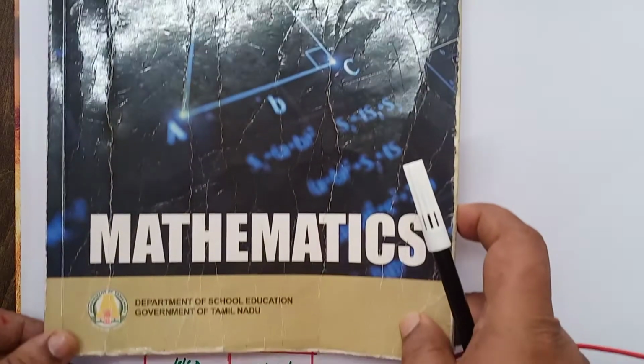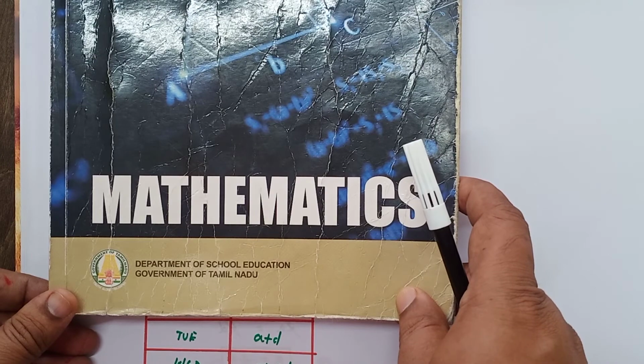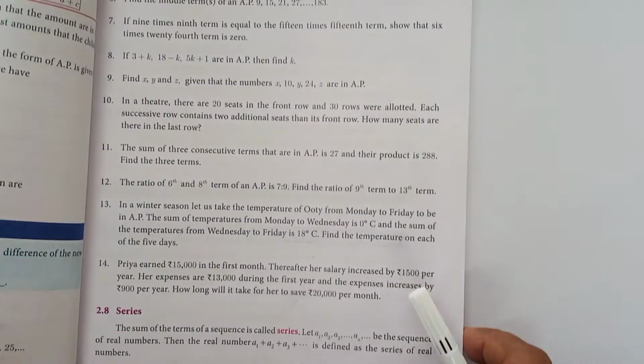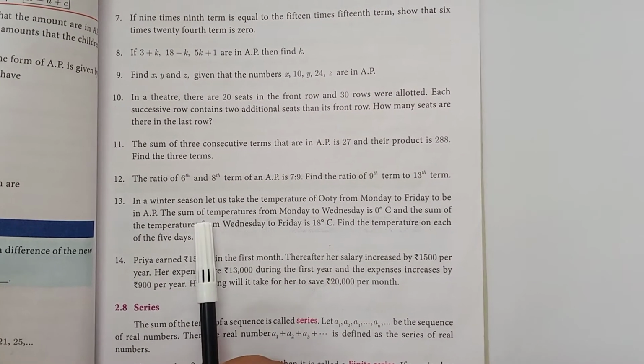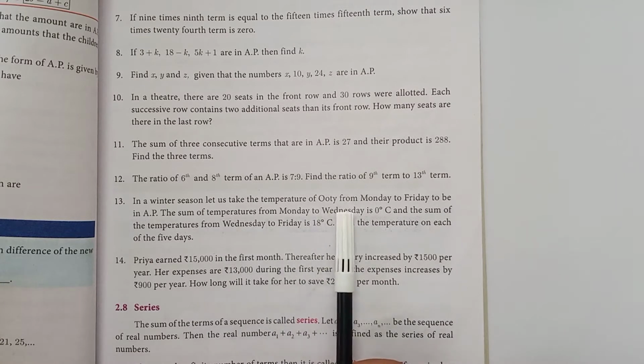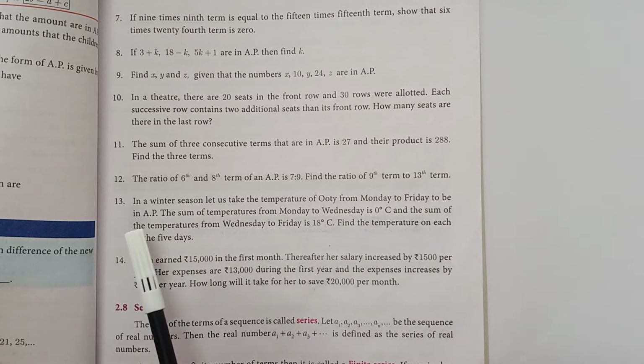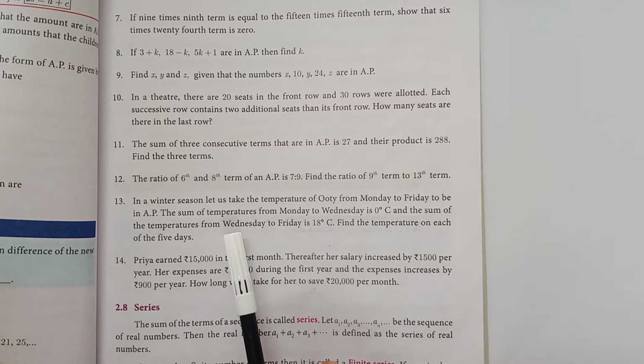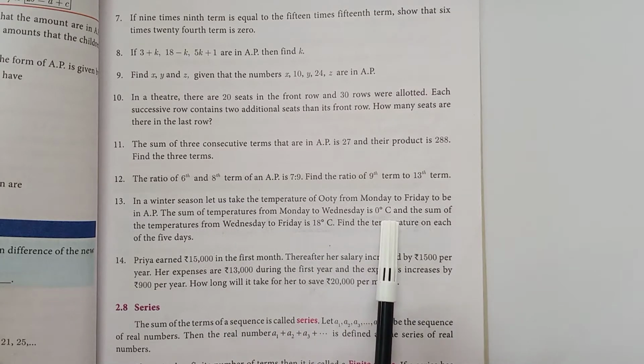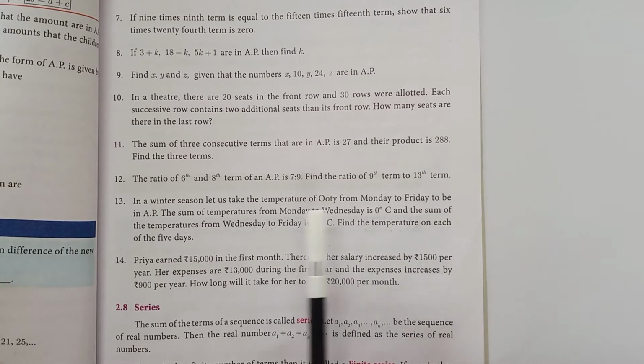10th standard mathematics, chapter number 2, continuation of exercise 2.5, problem number 13. In a winter season, let us take the temperature of Ooty from Monday to Friday to be in arithmetic progression. The sum of temperatures from Monday to Wednesday is 0 degrees Celsius, and the sum of the temperatures from Wednesday to Friday is 18 degrees Celsius. Find the temperature on each of the 5 days.